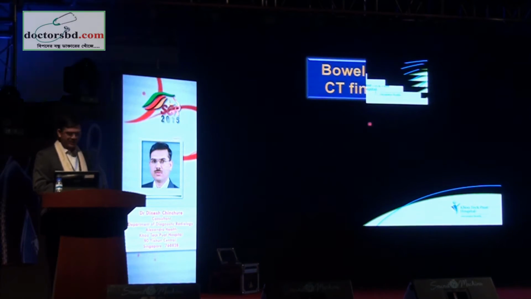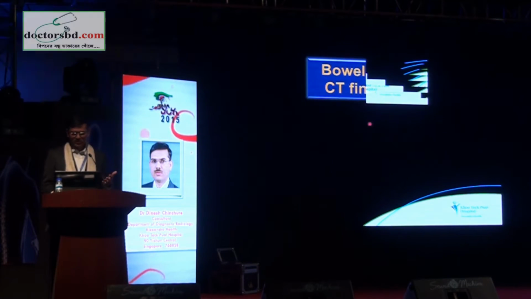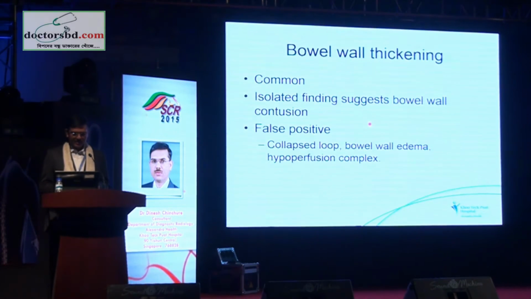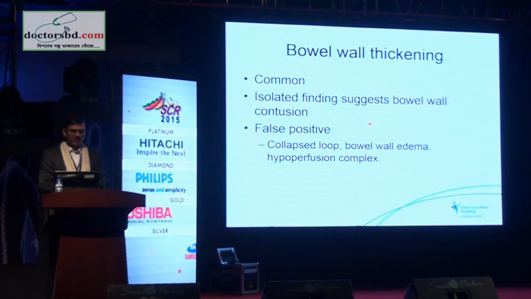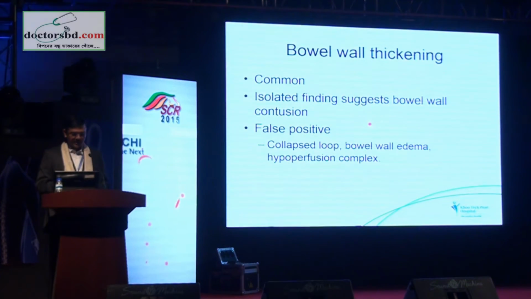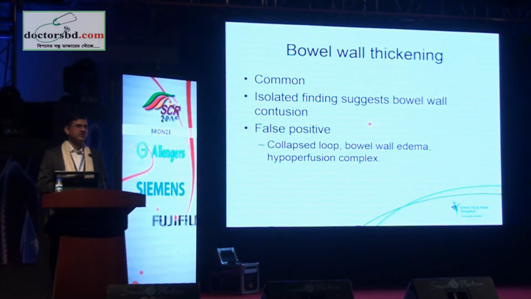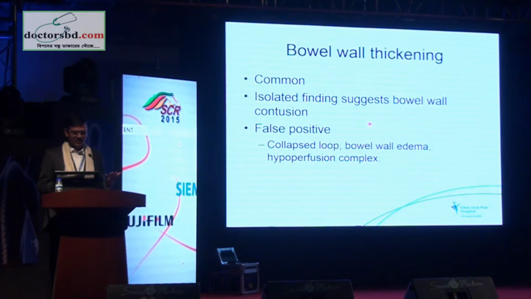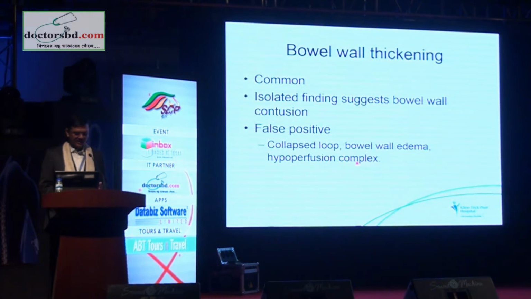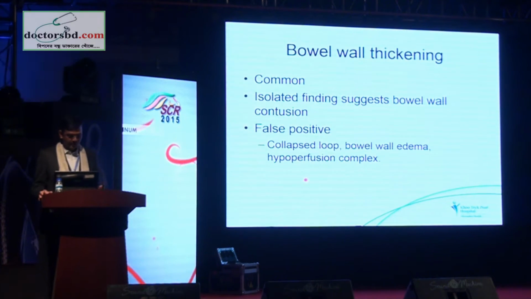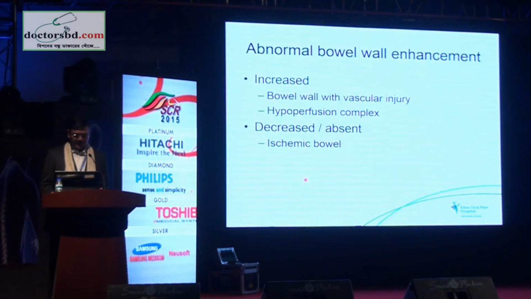Coming next to the bowel injuries, the not so specific signs. The bowel wall thickening is the one which is very common to see in the practice, which is isolated findings such as just bowel wall contusion, which may not really require any treatment. But we should know that this bowel wall thickening is very common to see in CT scan, because falsely we see many times when a bowel loop is collapsed or bowel wall is edematous, hypoperfusion complex.